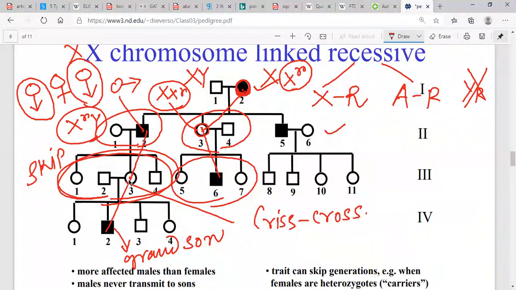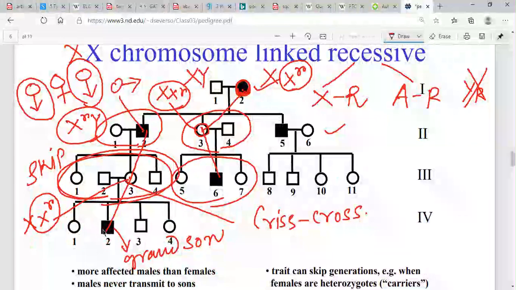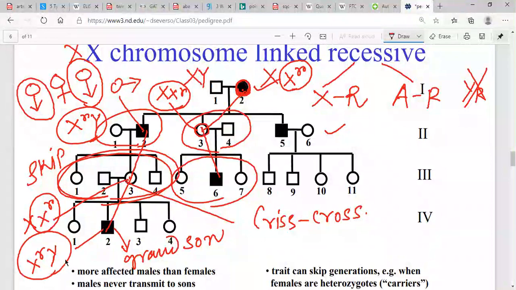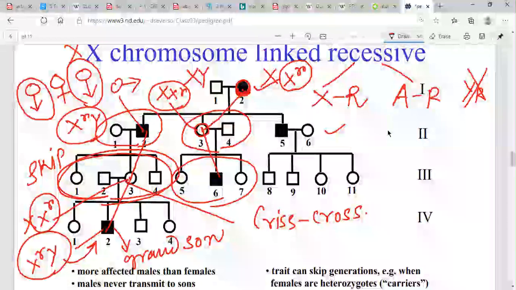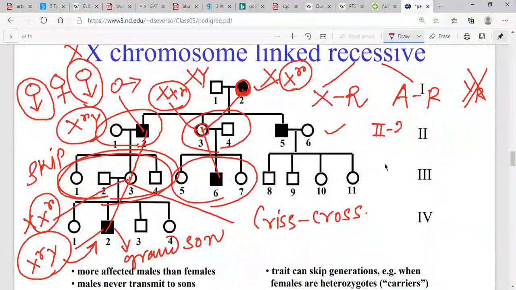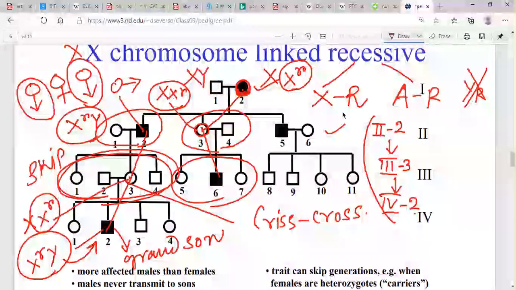Now he is transmitting the phenotype in the 3rd generation. So his daughter will be the carrier X^R. X^R is the affected gene. Now again it will be transmitted to X^RY. Correct? So it will show the trait. So transmission is happening from 2 to 3, daughter, to 4, grandson. So this is the mode of crisscross transmission. Again you can see the crisscross transmission here, but at least one is enough to confirm that this is X-linked recessive.